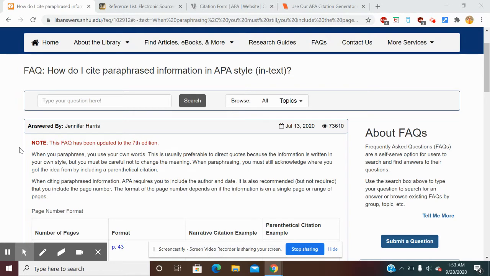I just cited my source. I told you which website I'm on. I told you the name of my author. So if for any reason we get disconnected, you can always go to the snhu.edu website and type Jennifer Harris's name, and I'm sure you will find this page. Let's move on.